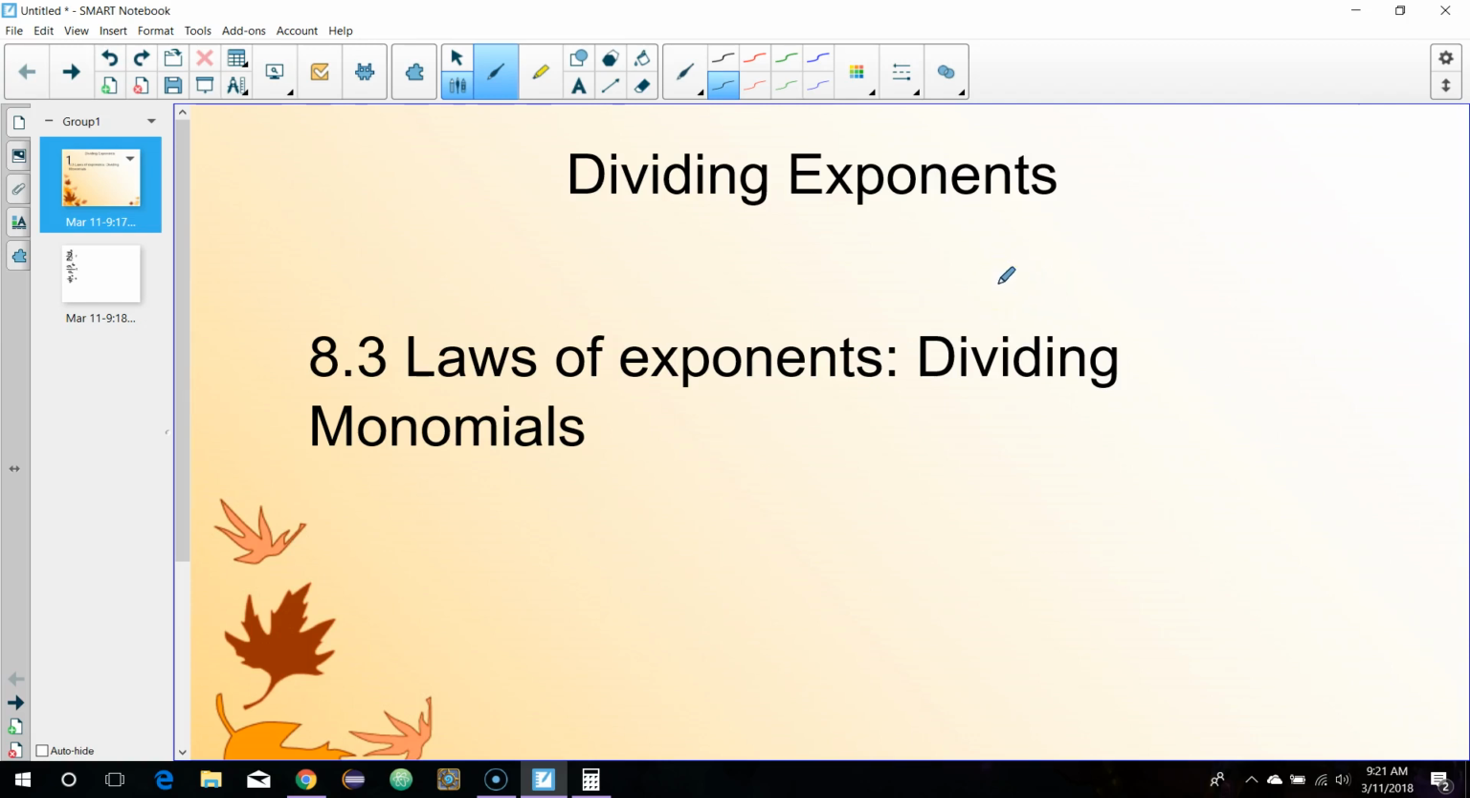It's a bit like multiplication. If you remember what multiplication was about, just write that out. If I have the same base, x to the power of 3 times x to the power of 2, the multiplication basically said if you're multiplying them, you add the exponents together, so long as they have the same base.